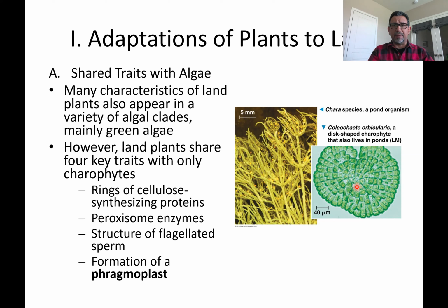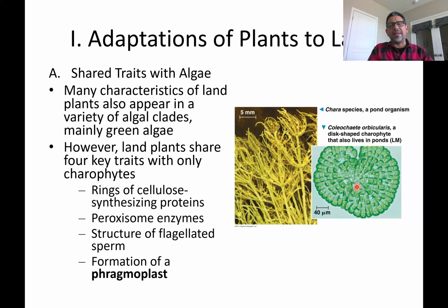Another characteristic that is shared between plants and the charophytes is the presence of enzymes that are found inside of organelles called peroxisomes. And those enzymes are responsible for eliminating some of the metabolic byproducts, particularly some free radicals. And this is a way of helping eliminate some of the wastes organisms can generate during their metabolism. So plants have peroxisome enzymes, and also charophytes have peroxisome enzymes, but not the other algae groups.